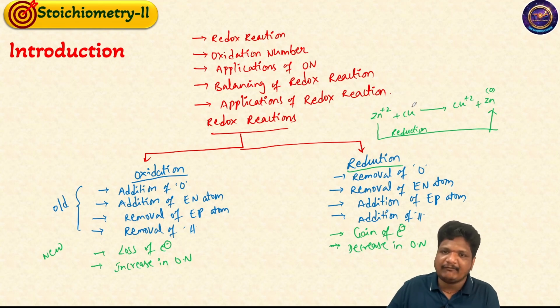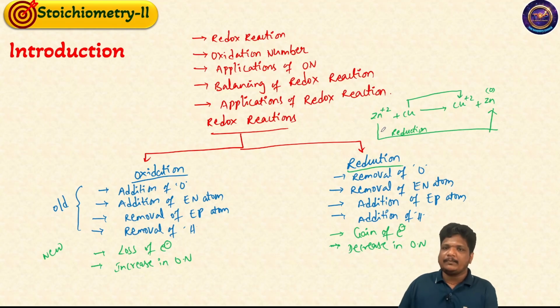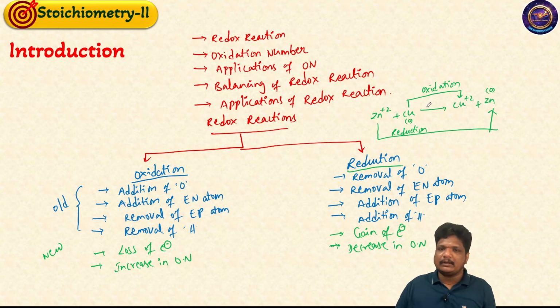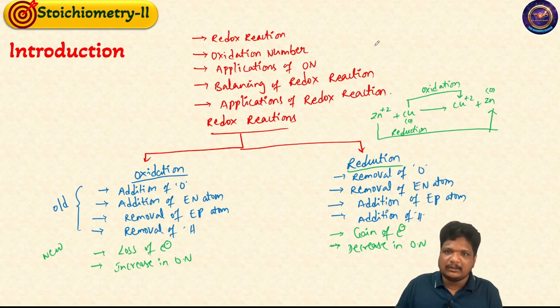Now in the case of copper, copper atoms are converted into copper ions, Cu2+. Copper atoms have 0 oxidation state and copper ions have plus 2 oxidation state. It converts from 0 to plus 2, which means an increase in oxidation number, so this is an oxidation reaction. In this given reaction, both oxidation and reduction take place simultaneously, so it is a redox reaction.